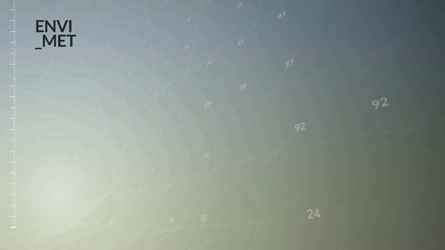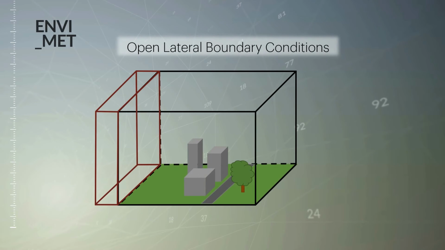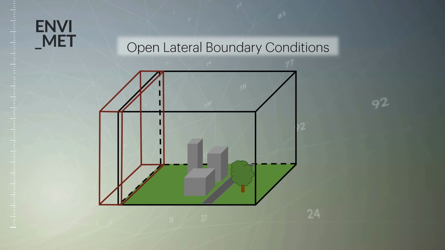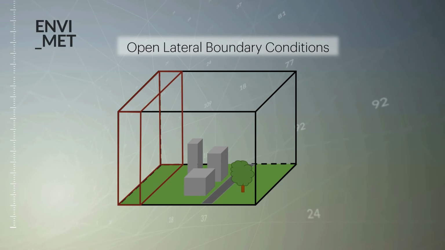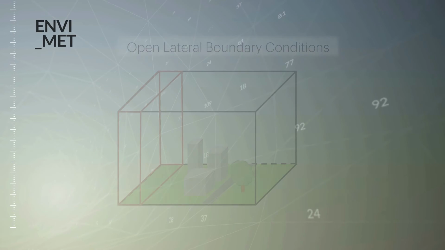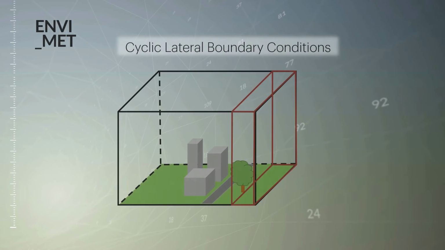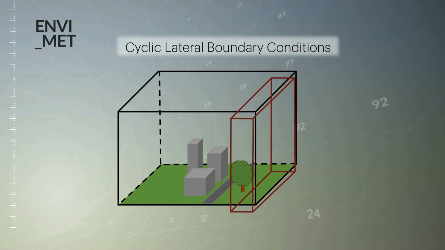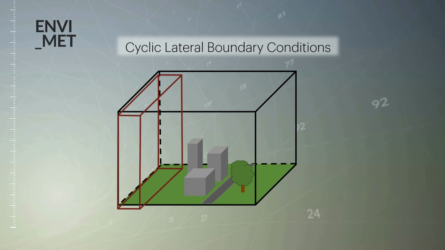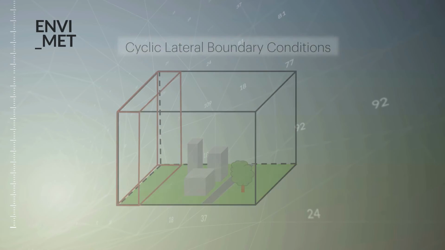Currently, there are 3 types of lateral boundary conditions in ENVI-met. With open lateral boundary conditions, the values of the next grid point closest to the border are copied to the border each time step. In contrast, with cyclic lateral boundary conditions, the values of the downstream model border are copied to the upstream model border.